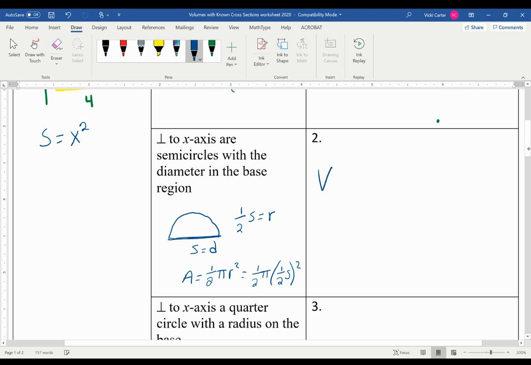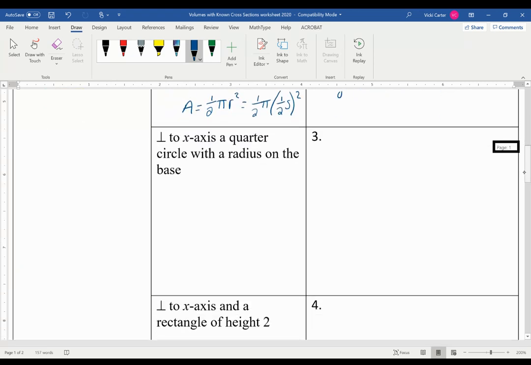So I could write my volume as the integral from 0 to 4 of 1/2 of pi times 1/2 of x squared. Remember, x squared is S squared, dx. Or I could write it as the integral from 0 to 4 of 1/8 of pi, and then our x squared squared would be x to the 4th with respect to x. So dx is representing our thickness. So area times thickness.